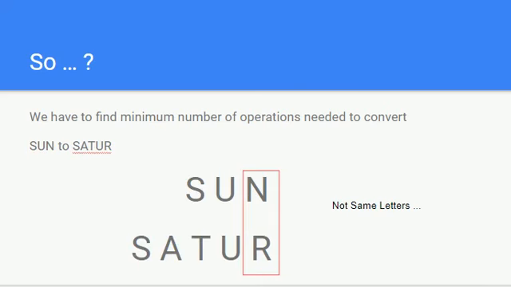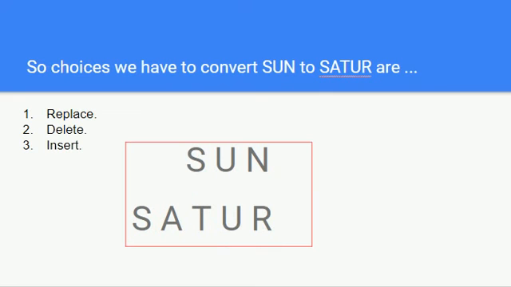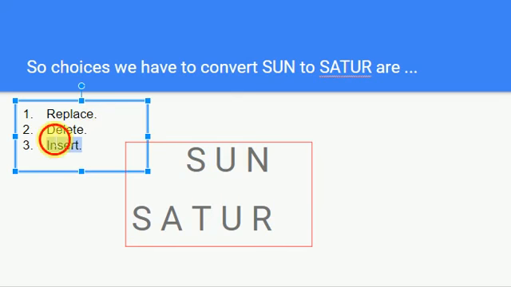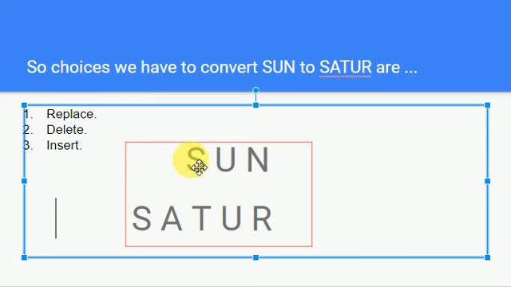Okay, now in this case these two letters are not equal. So what are the choices we are left with? We are left with three choices, just like in the two robots problem: insert, delete or replace. So we can replace the character, delete the existing character, or insert a new character. Here we are trying to convert SUN to SATUR.